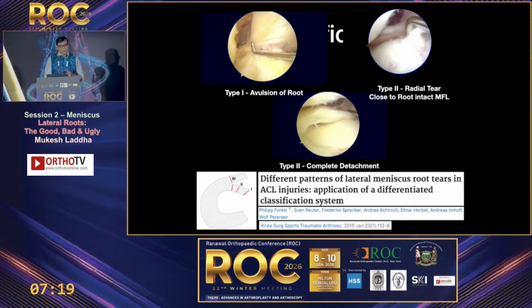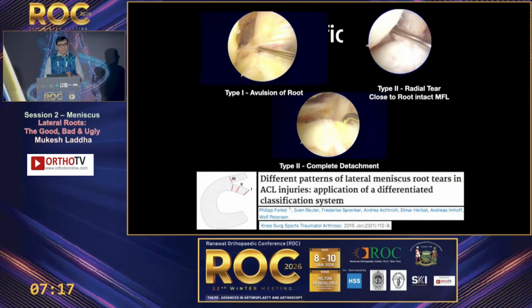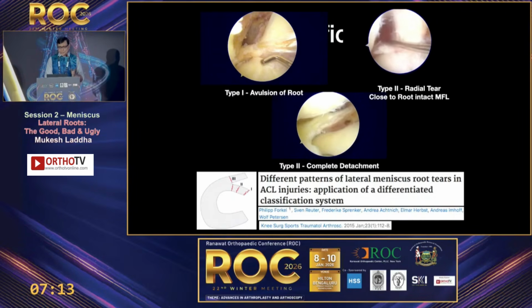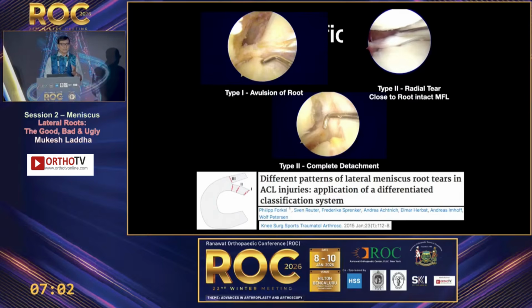So what are the types of root tear? Type 1 is only avulsion, but the meniscofemoral ligaments are still intact, and hence there is no extrusion. Type 2 is the radial tear, where a small fragment still remains on the center of the tibia, but there is a tear of the root. And type 3 is complete, with the meniscofemoral ligaments and even the root avulsed.